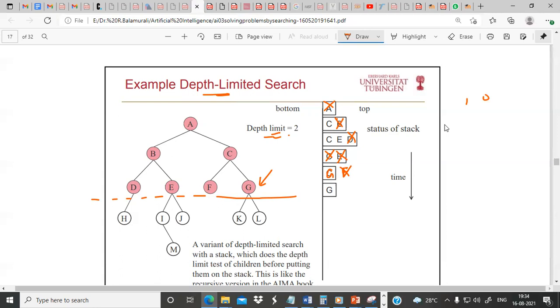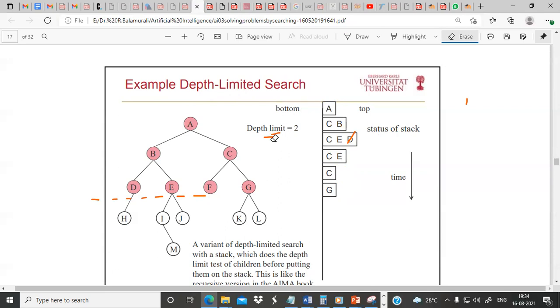Now what's the top of the stack? G. So remove G and check whether G is the goal state or not. Yes, G is the goal state, so return G. Okay. So this is how the algorithm works, which is based on depth limited search. Here we are limiting the depth to a particular level. So that's the concept of depth limited search.